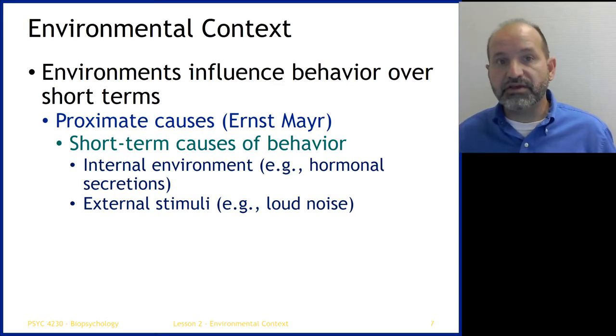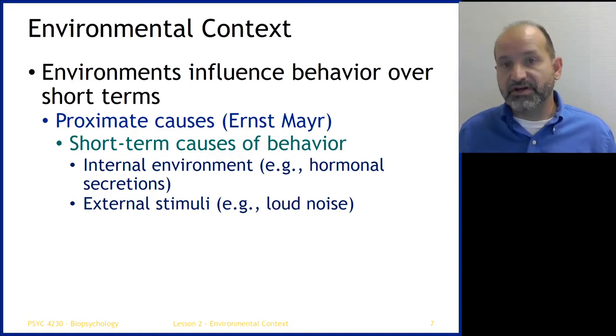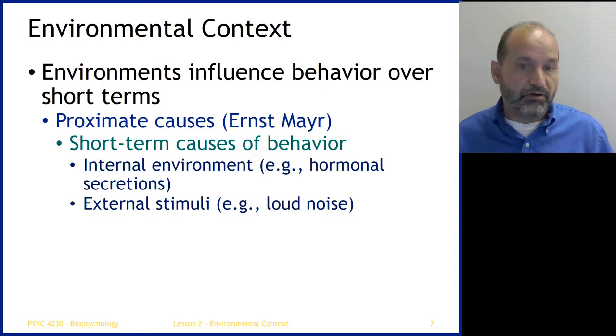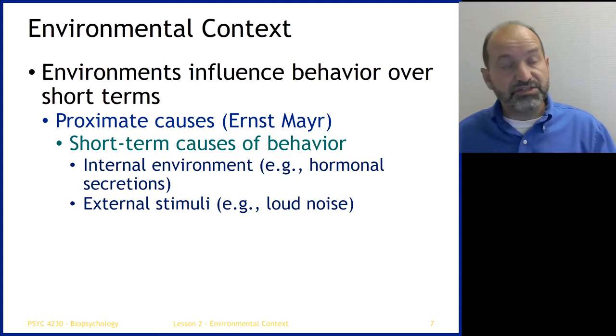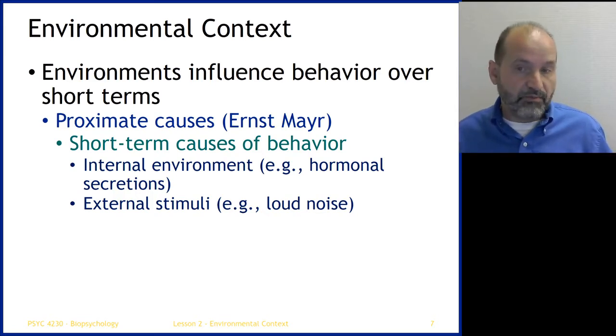When we talk about the effect of context or environmental context on behavior, we can talk about it both in terms of short term and long term. In the short term, this is what Ernst Mayr called proximate causes of behaviors. These are the things that, for example, our internal environment. Hormonal secretions, for example. Depending on your hormones, you may feel hungry, you may feel less hungry, no matter how recently you ate. That's part of your entire internal environment.